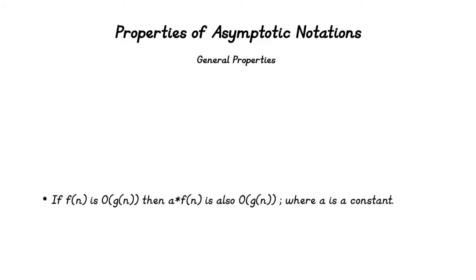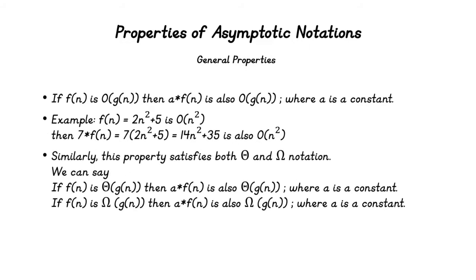As we have gone through the definitions and examples of the three notations, we will move on to the last topic of this video, that is properties of asymptotic notation. First, we will discuss the general properties. If f of n is big O of g of n, then a into f of n is also big O of g of n, where a is a constant.